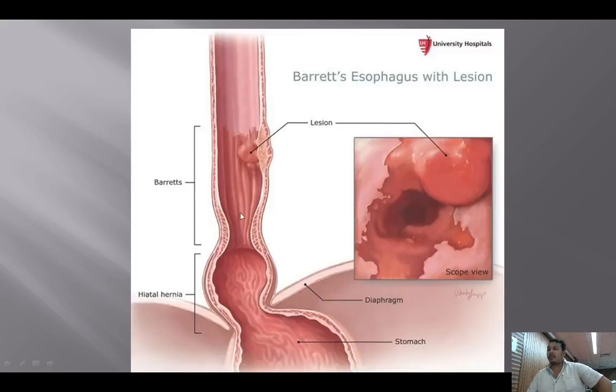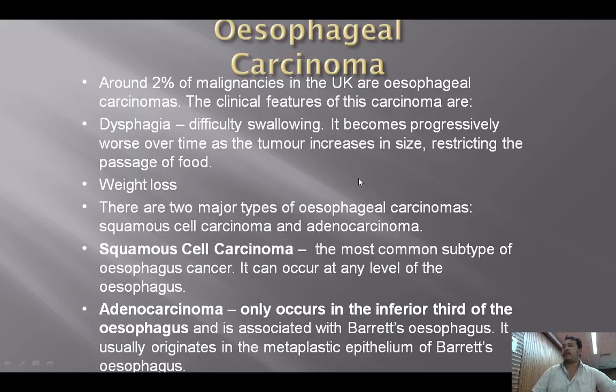So this is the condition you see. Z line should have been somewhere here, but here the Z line is shifted upwards. So this area is Barrett's esophagus. This is the endoscopic view. There is a lesion somewhere, and this ultimately leads to esophageal carcinoma. So 2% of malignancies in the United Kingdom are esophageal carcinoma. In India also, sometimes the Barrett's esophagus has to be suspected to be a pre-malignant condition.